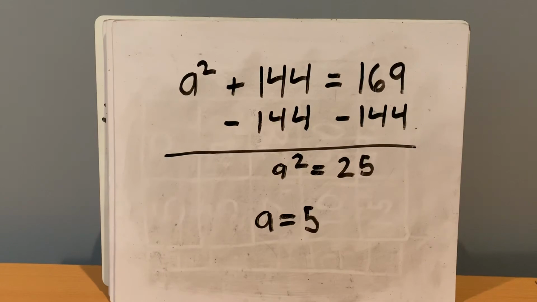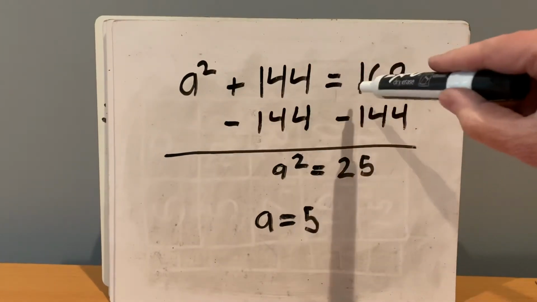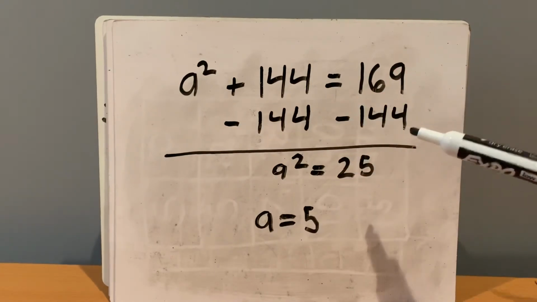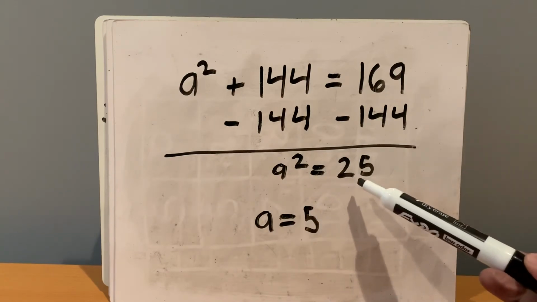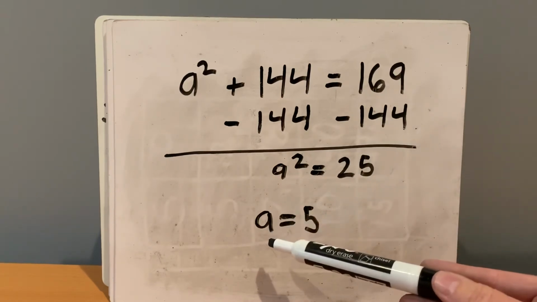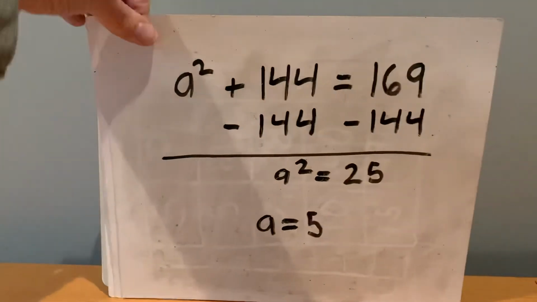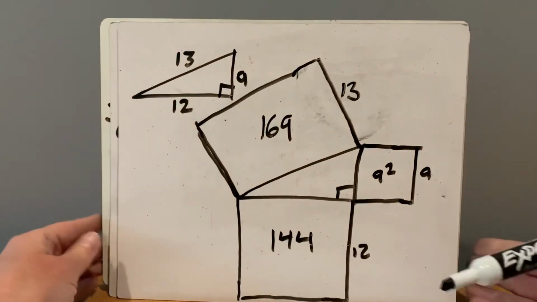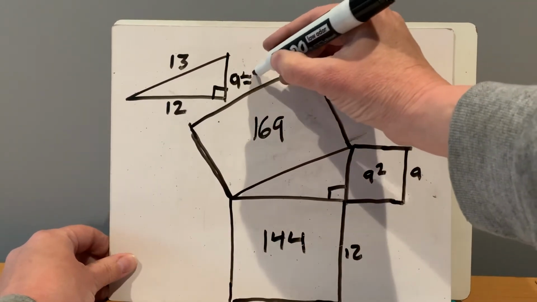So we first write out our equation. A squared plus 144 equals 169. We subtract 144 from both sides. We find that A squared equals 25, or A equals 5. So we go back to our triangle and we can write in that A equals 5.